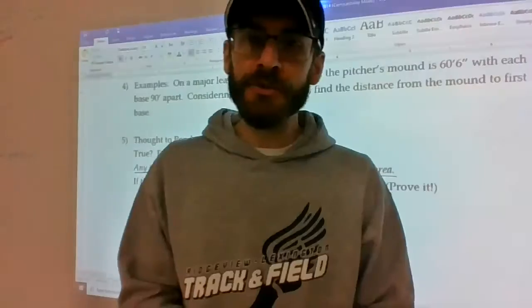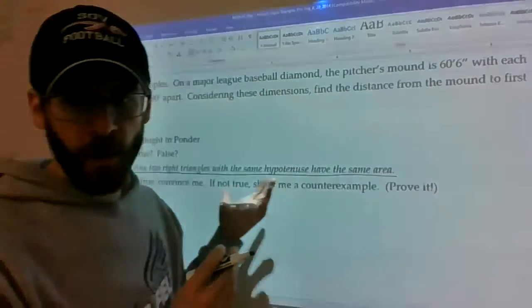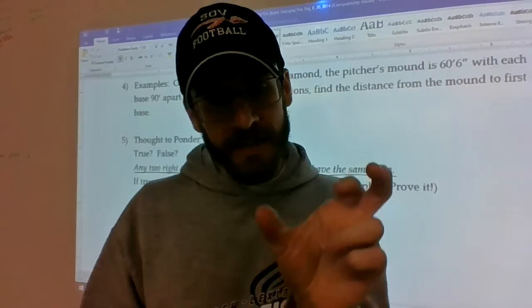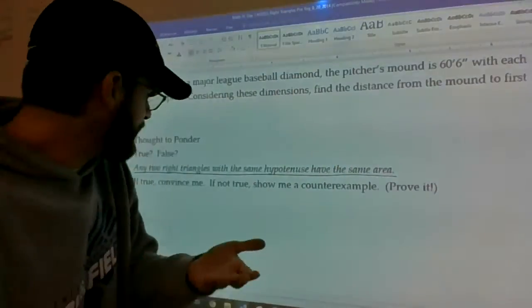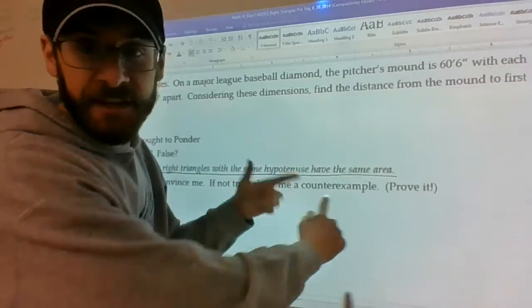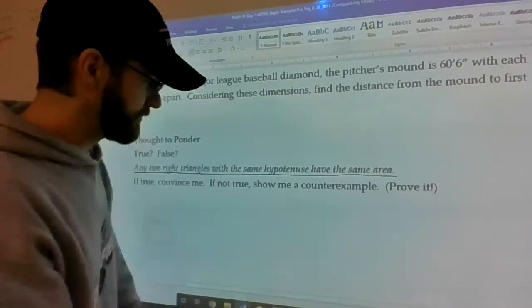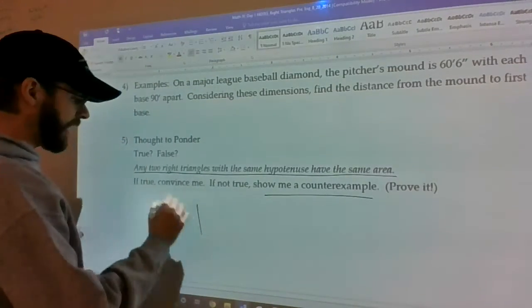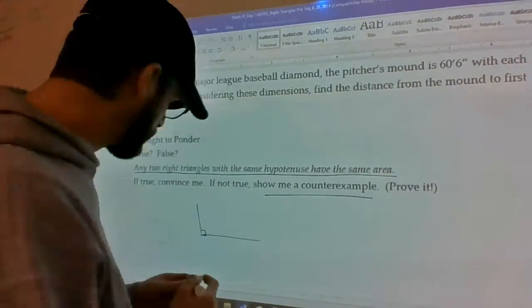Okay. So here's what I'm going to do first. In order to start the process of thinking our way through something like this, let's just provide anecdotal evidence. An anecdote would be a specific case where we're like, hey, can I think of two right triangles with the same hypotenuse that have different areas? Because if I can do that right off the bat, then I can show it's false. That would be the counterexample. So let's take a right triangle here.